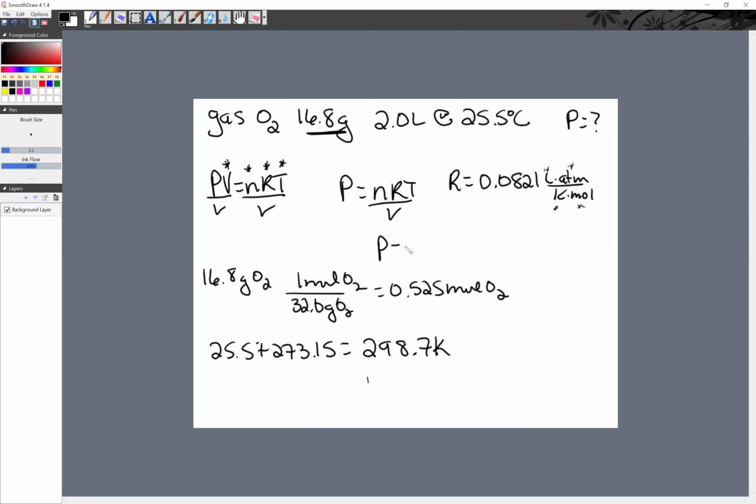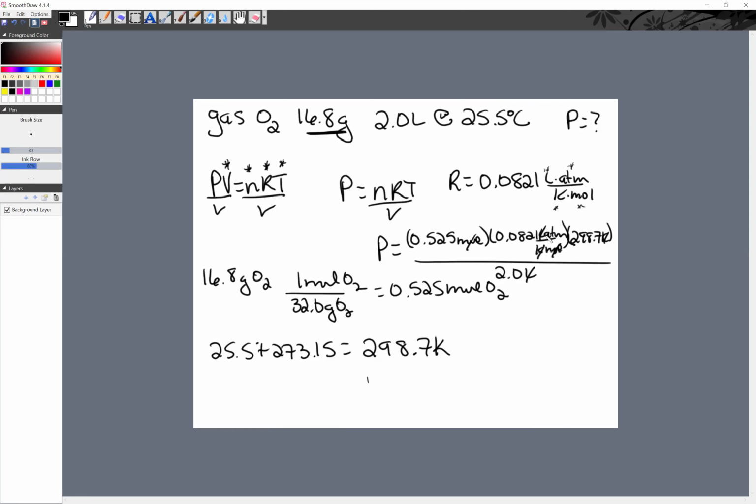So my pressure is going to be 0.525 moles times 0.0821 liter atmospheres per Kelvin mole. And my temperature is 298.7 Kelvin. And I'm going to divide that by 2 liters. All right, my mole is gone. My Kelvin is gone. And remember, invert and multiply. My liter is gone.